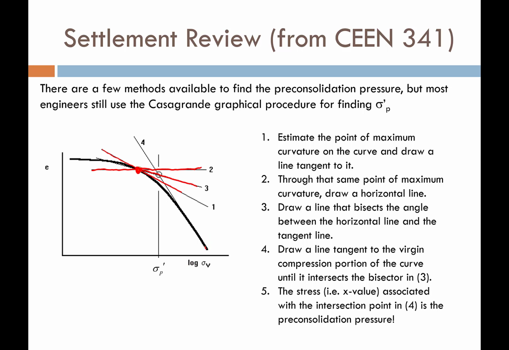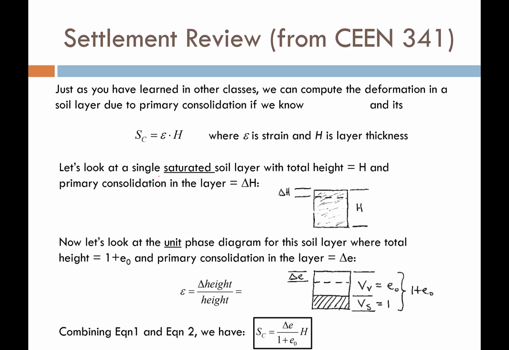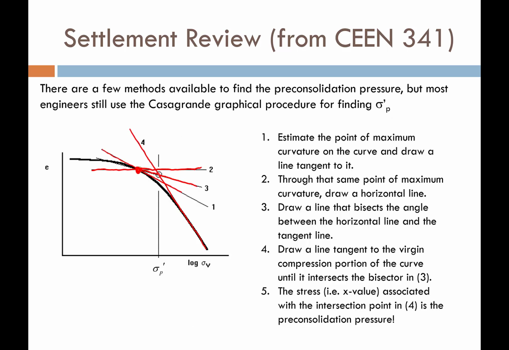and use your ruler to find the slope that fits that normally consolidated line, and then extend that slope as far up here as you can. Now, Casagrande says where that extension intersects that bisector line, the stress that corresponds to that intersection point is approximately your pre-consolidation stress. So that's how Casagrande said you can find your pre-consolidation stress.